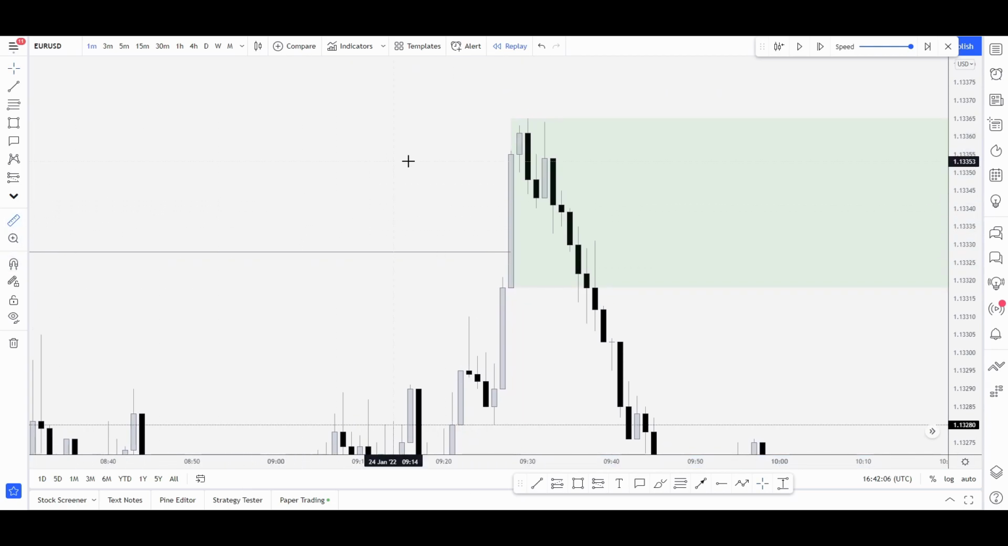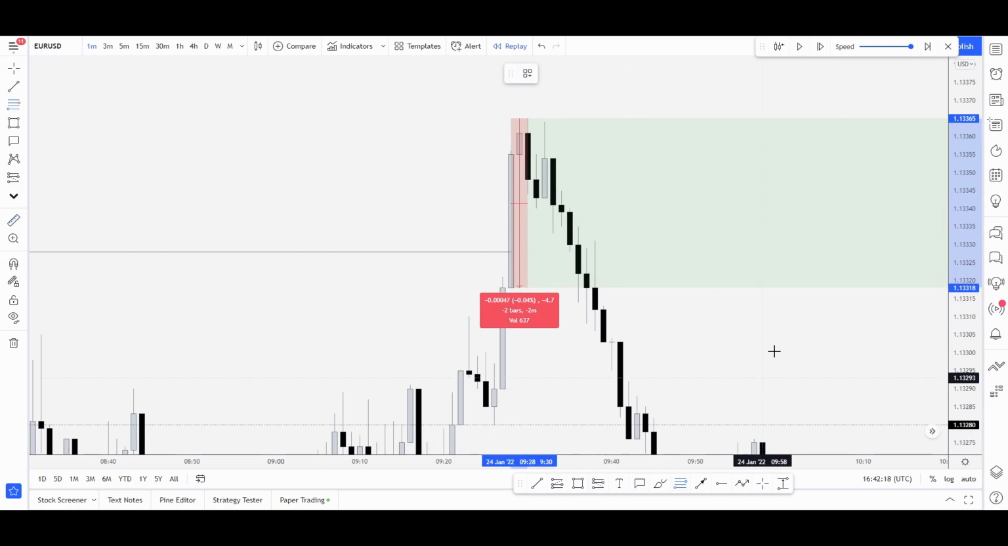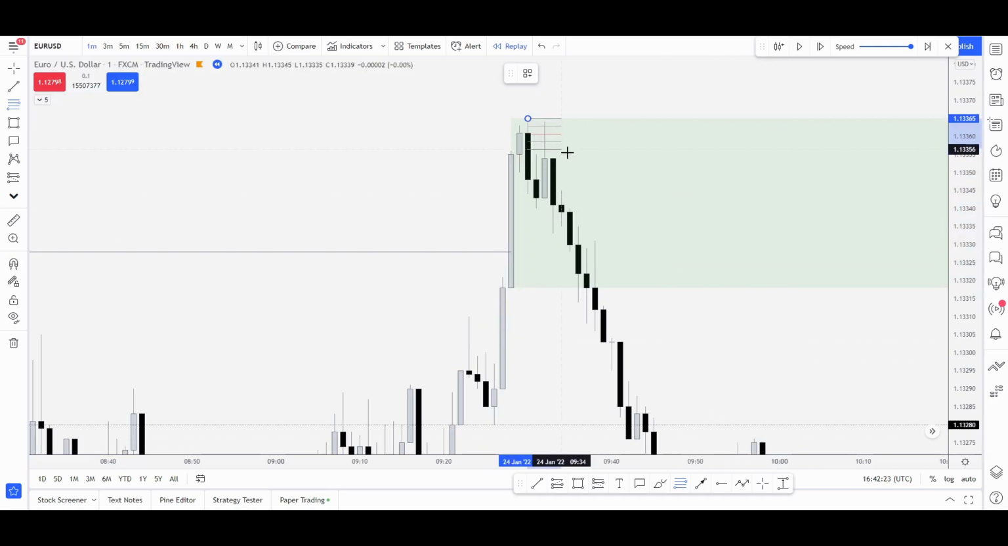Now, what is this in terms of pips? In terms of pips, we can go from the high here down to the low here. 4.7, perfect. Can I get involved on the equilibrium? I hope that we can. Well, we did. Spoiler.